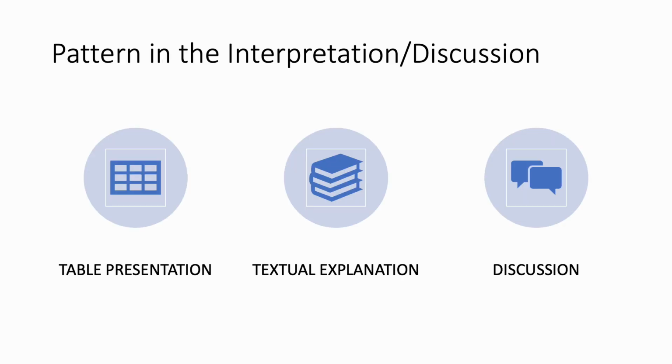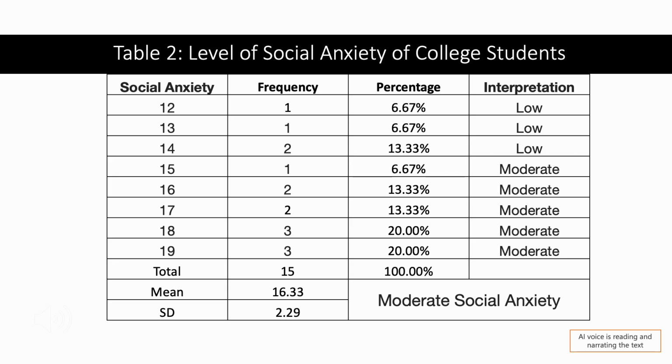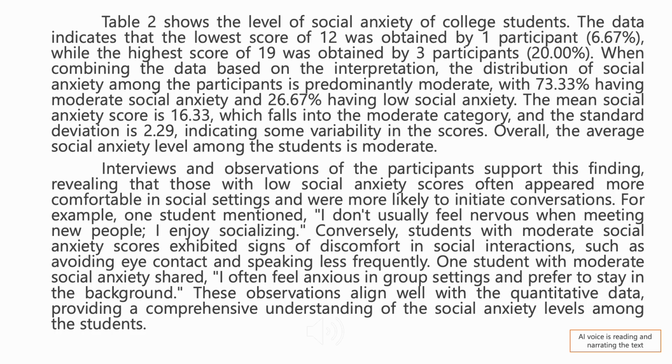The succeeding tables follow the same pattern: table presentation, textual explanation, and discussion based on the interview and/or observation, and of course, supporting literatures. Table 2: Level of social anxiety of college students. Table 2 shows the level of social anxiety of college students.